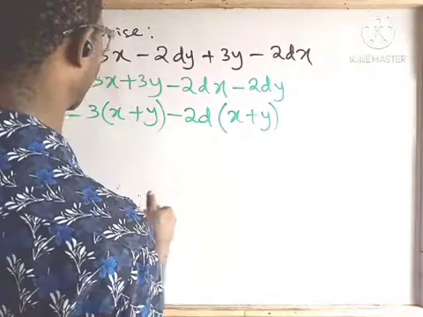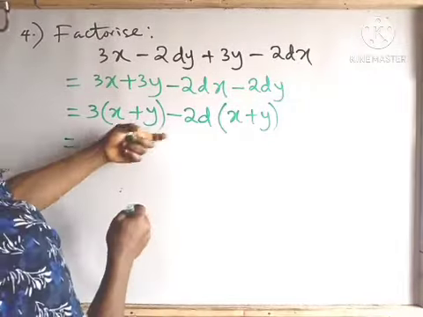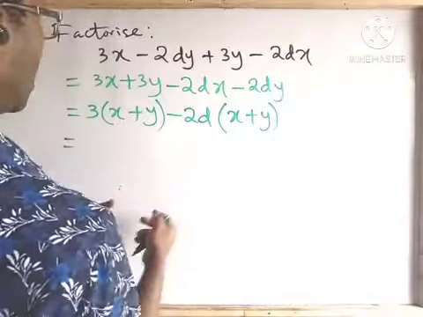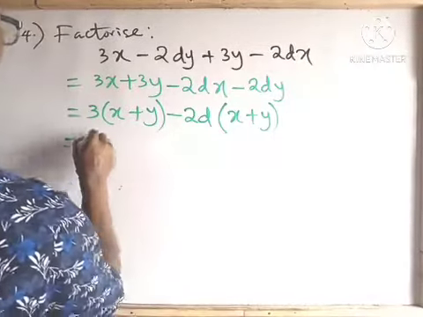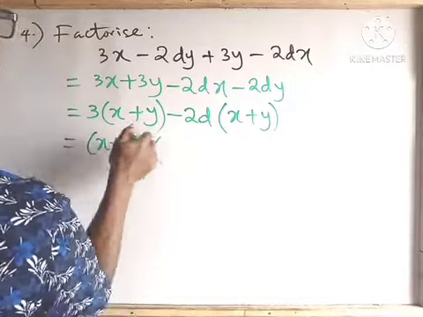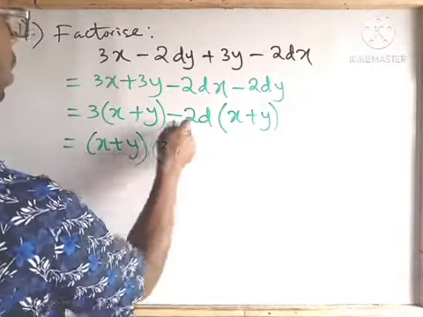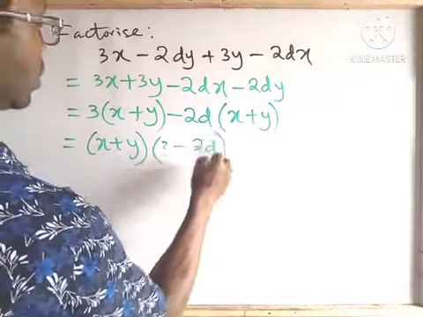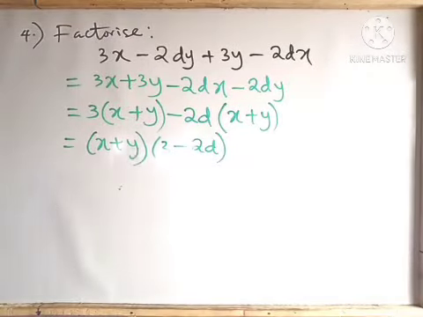Now move to the next one. This, we have 2 terms, this term and this term. And in those 2 terms, x plus y is common. So you have x plus y, open your bracket. Then use this to divide this again, you have 3. To divide this again, you have 2d. And that is the answer to that problem.